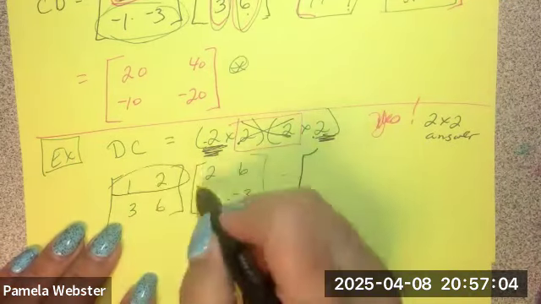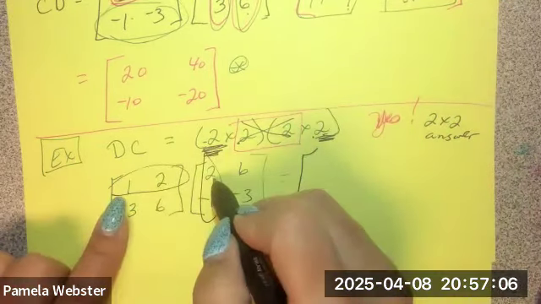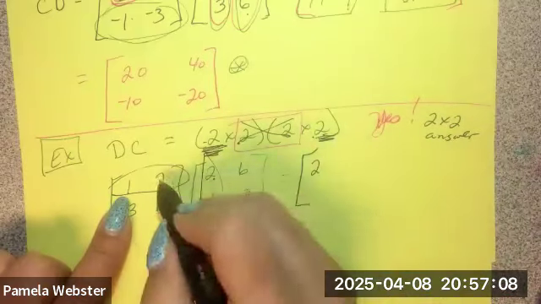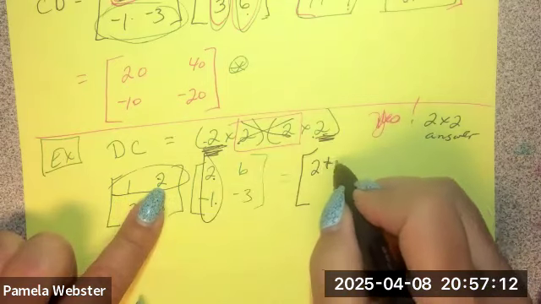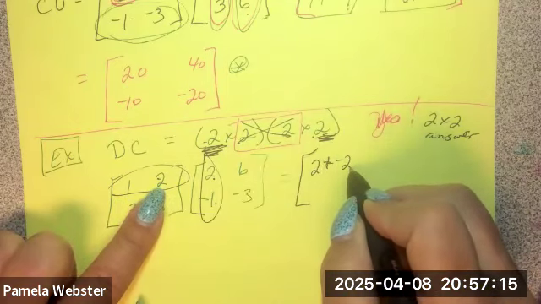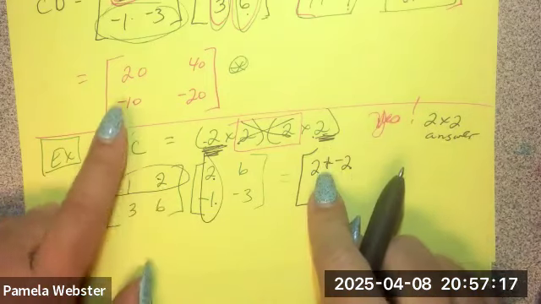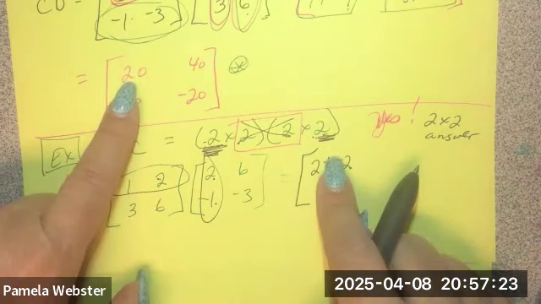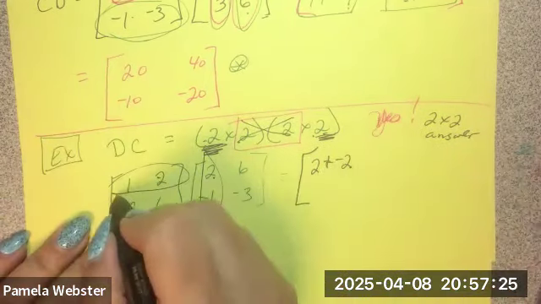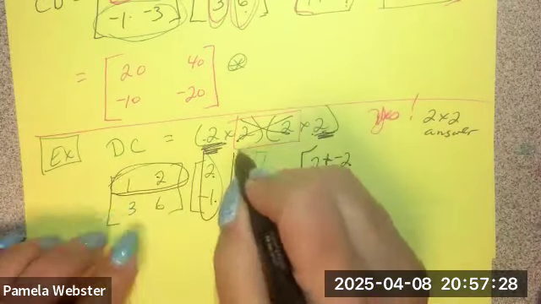Okay. First row, first column. 1 times 2 is 2, plus 2 times -1 is -2. Well, I can already tell you this isn't going to be the same thing, because 2 plus -2 is 0, and we had a 20 in that position last time. So they're not going to be the same thing. That's interesting.